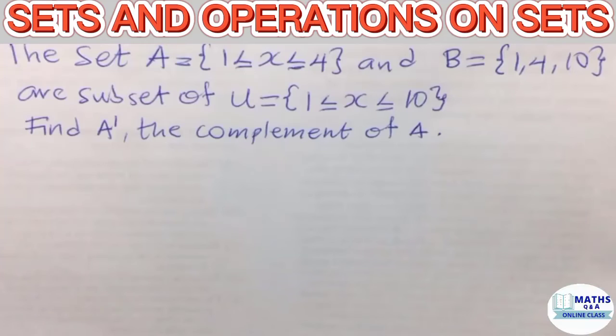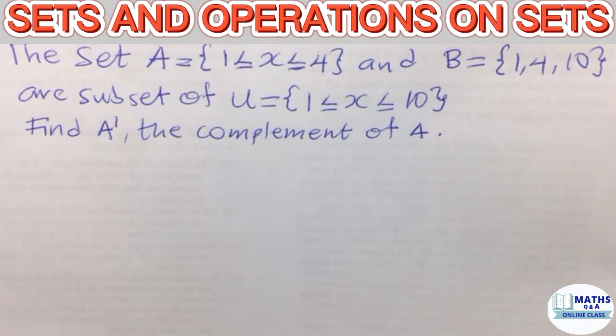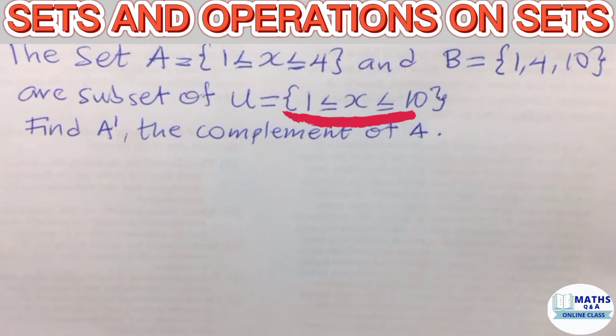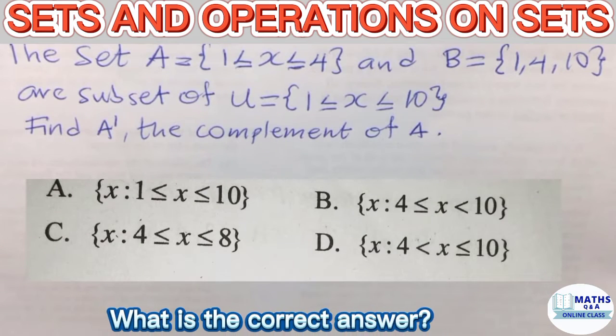We have a set A given in set builder notation form as x greater than or equal to 1 and x less than or equal to 4, with set B elements 1, 4, and then 10. They are all subsets of the universal set U, also given in set builder notation form, that is x greater than or equal to 1 and x less than or equal to 10. We want to find the complement of the set A.